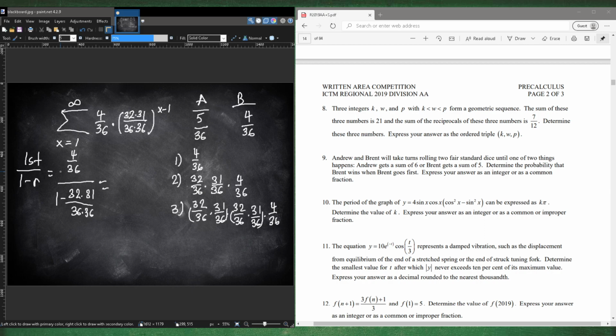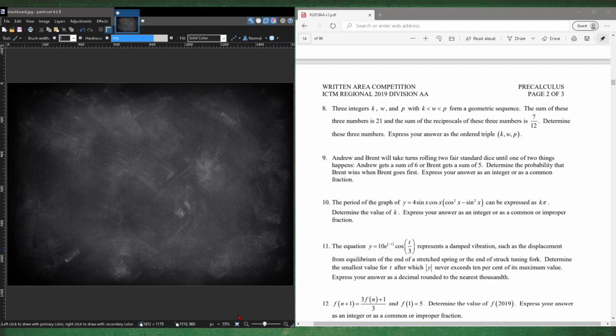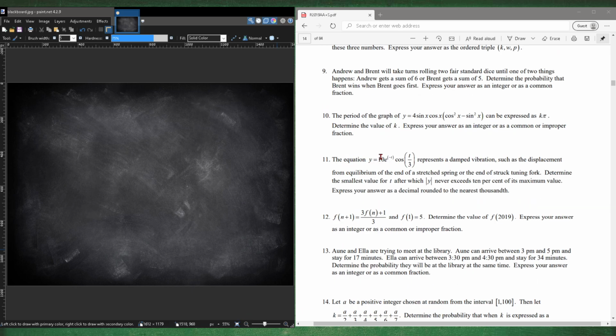And we should get an answer of 9 over 19. And that's our answer for number 9. And that's basically all you have to do. You just need to recognize that it's an infinite geometric series.